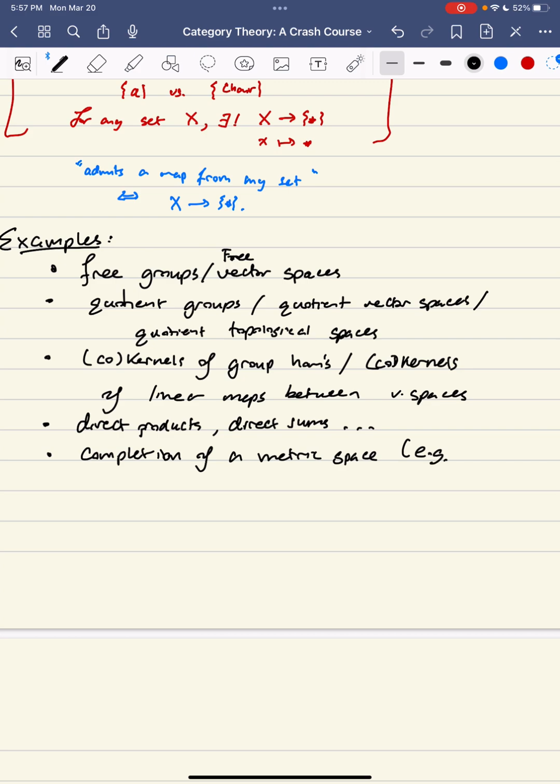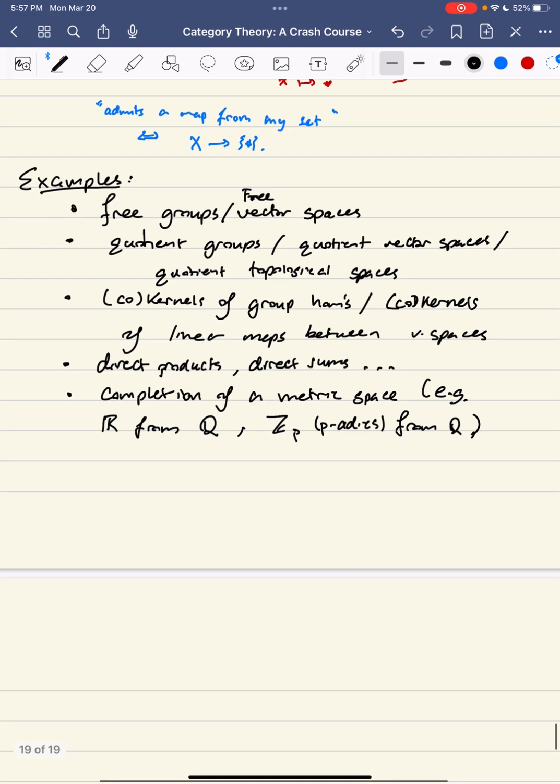For example, you could say the reals from Q, the rationals, or even the p-adics, if you've seen those. Actually, I think that's the wrong word. I think I should do Z_p. I could do, let's say, tensor products. Fiber products, or pullback diagrams. These are sometimes called pullbacks. Likewise, you can have something called a fiber coproduct or a pushout.